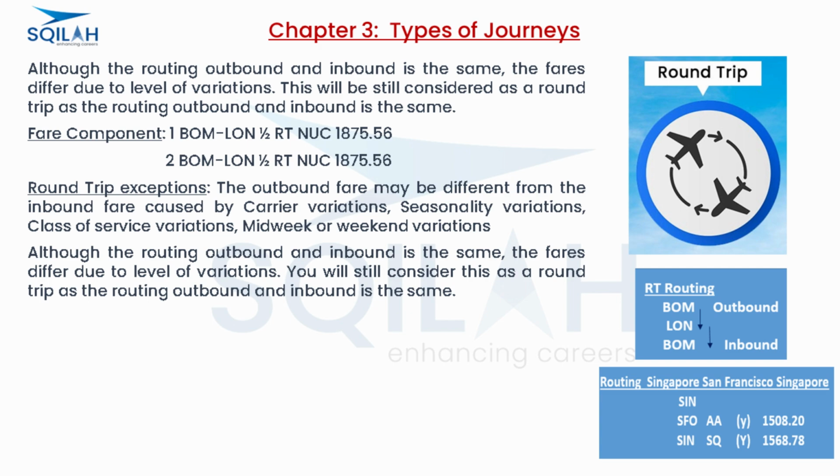Although the routing outbound and inbound is the same, the fares differ due to level of variations. This will still be considered as a round trip as the routing outbound and inbound is the same. Fare component 1. BOM, LON 1/2 RTN UPC 1875.56. 2. BOM, LON 1/2 RTN UPC 1875.56.